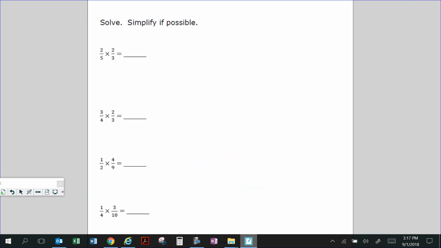So let's solve these now without using grids. So 2 times 2 is 4, the numerators. The denominators are 5 and 3. 5 times 3 is 15. The numerators are 3 and 2. 3 times 2 is 6. The denominators are 4 and 3. 4 times 3 is 12.